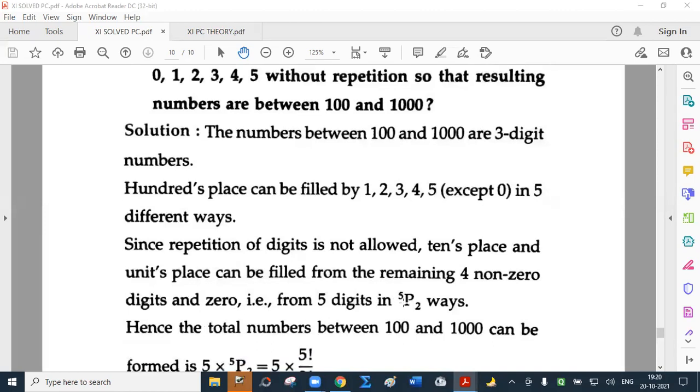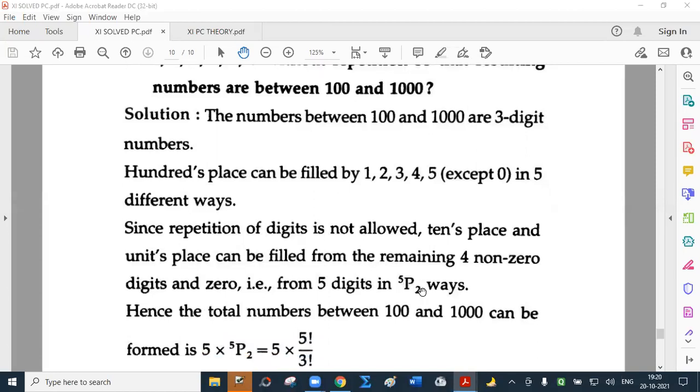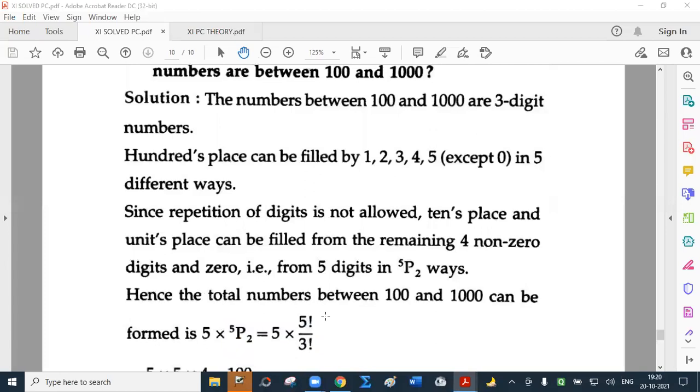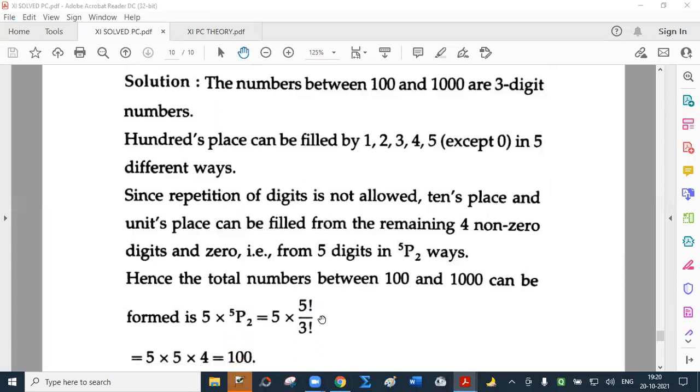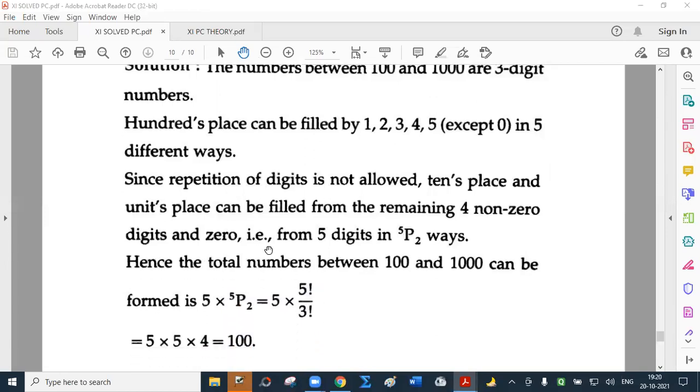5P2 ways. You may ask me, can we solve this without using permutation? Yes, you can. Because what is 5P2? 5P2 is again 4 into 5, right? So the required number is 5 into 5P2, that is 100. So 100 such numbers can be formed.